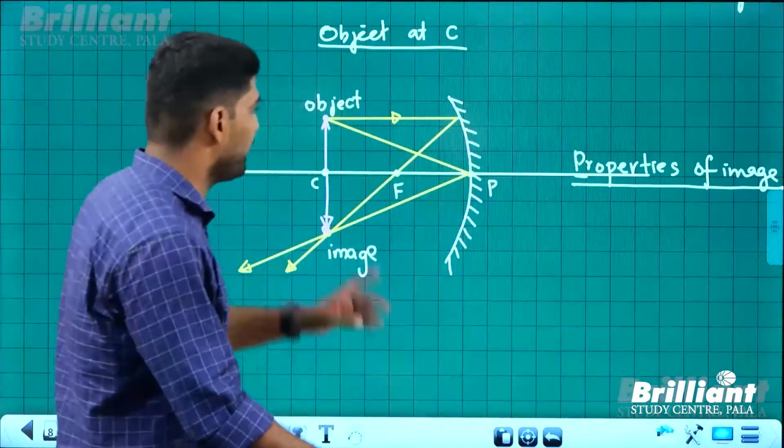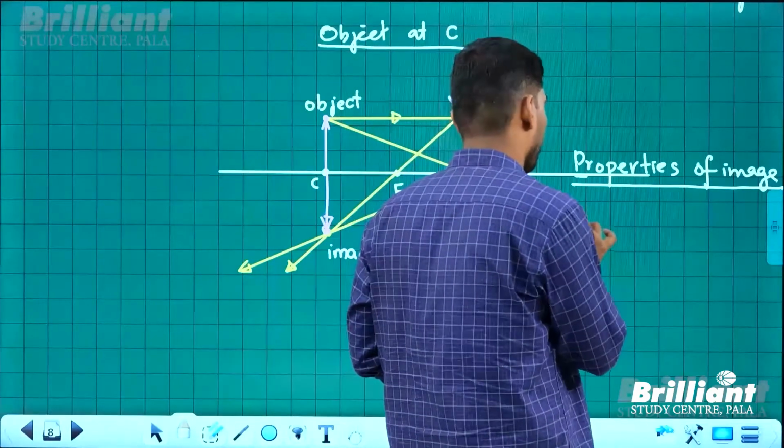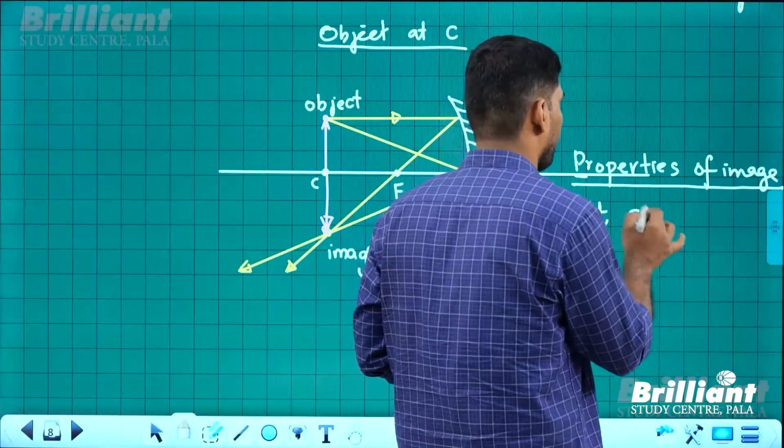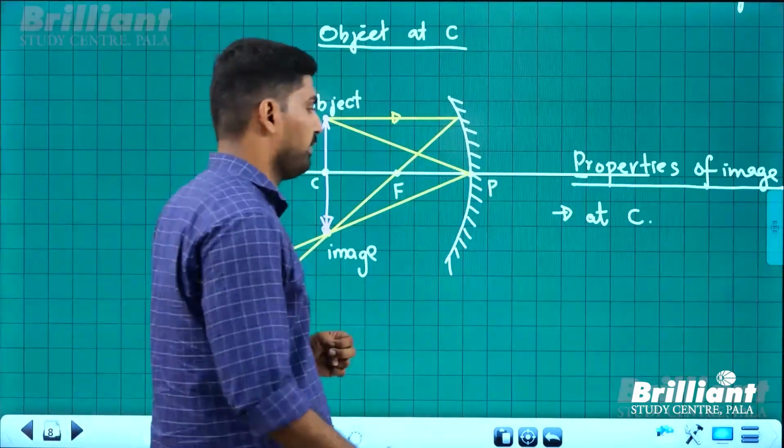What are the properties of the image? The first property is its location. It is formed at C. Where is the image formed? The image is formed at C. Now the next property.